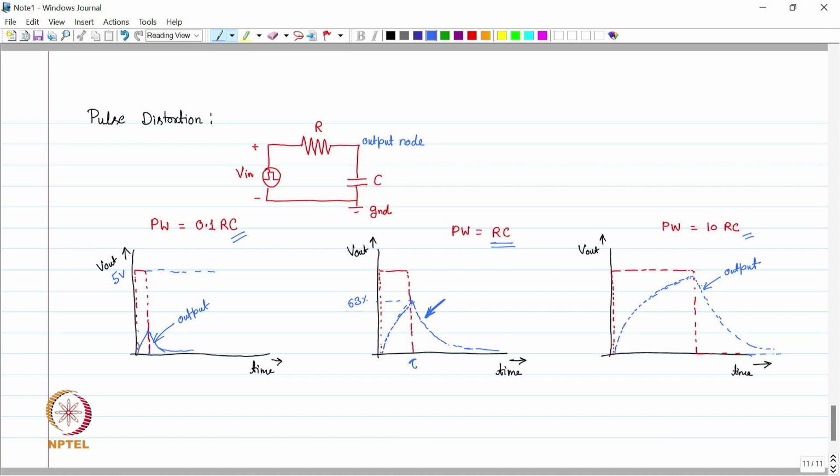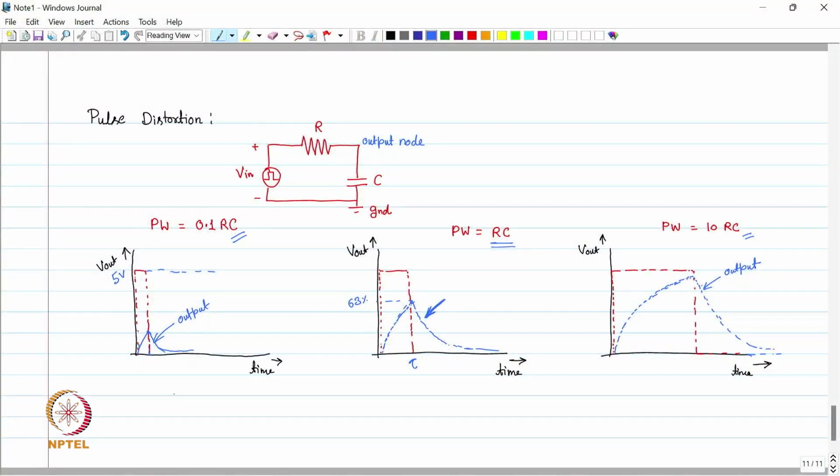But for a very high frequency, pulse width equal to 0.1 RC, the output does not even reach the midpoint of the voltage, which is not good, because this small change in the output will not be detected comfortably by the next stage. So this is the effect of frequency on the circuit performance.